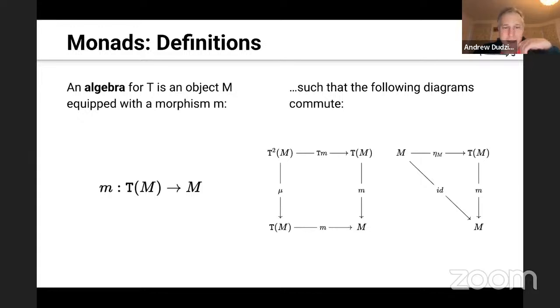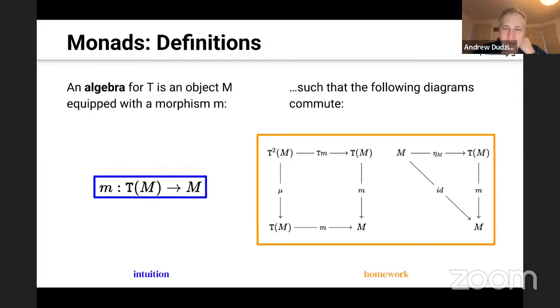And then same story, an algebra for this monad is a particular object equipped with a particular way of unpacking, of un-T-ifying T of M, satisfying these diagrams. Again, don't worry in the first place about the one on the right.